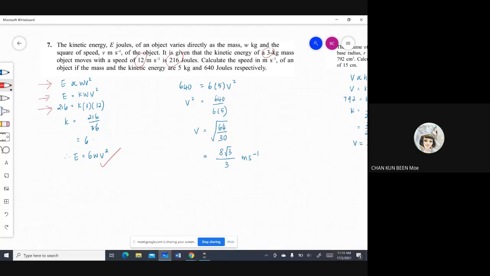Then they ask you to calculate the speed in meter per second of an object if the mass and the kinetic energy are 5 and 640 joules respectively. So you substitute the value of E, 640, and the value of W, 5. Then you calculate everything, you will get V is equal to 8 times square root of 3 over 3 meter per second.